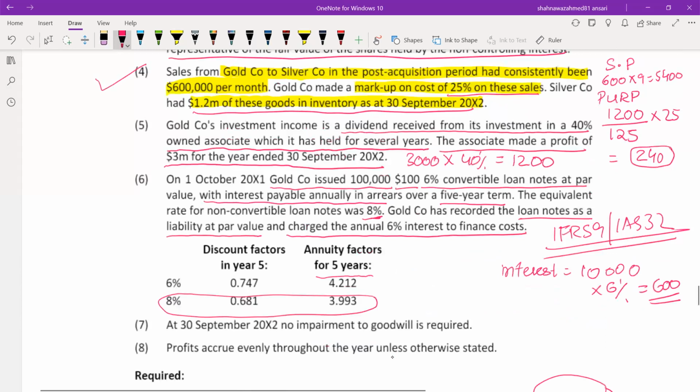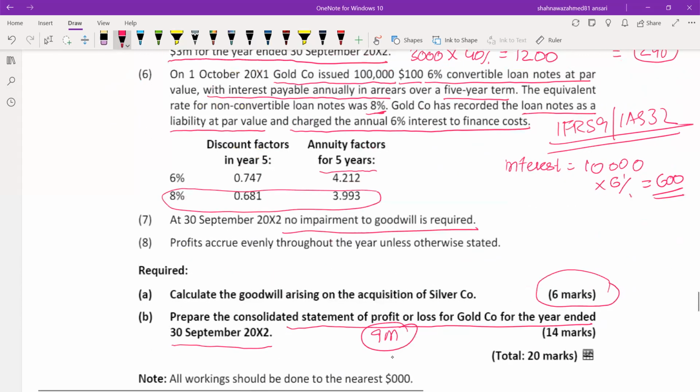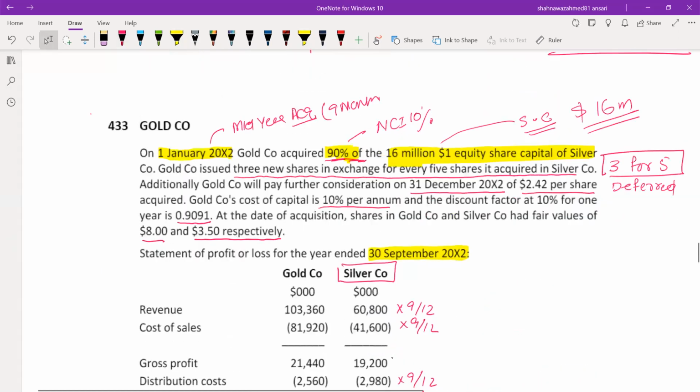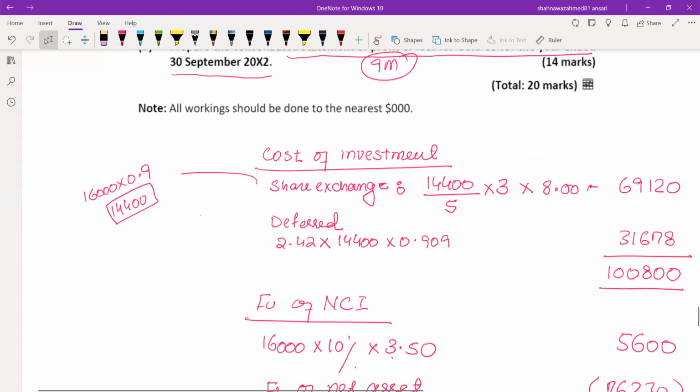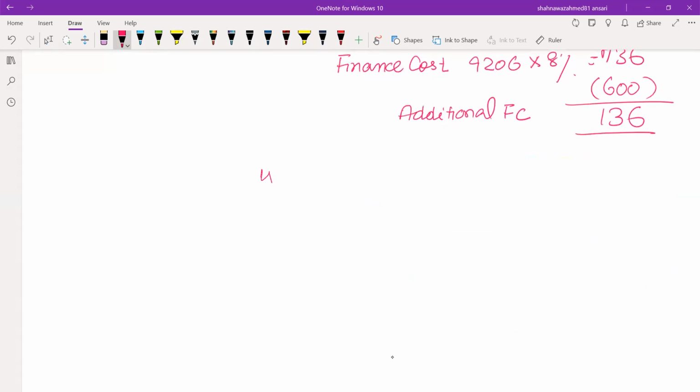Next adjustment is no impairment of goodwill is there. Profit evenly accrued, right? So deferred consideration, unwinding of discount. So we have deferred consideration here. This is 31,678. 31,678. So unwinding of discount.